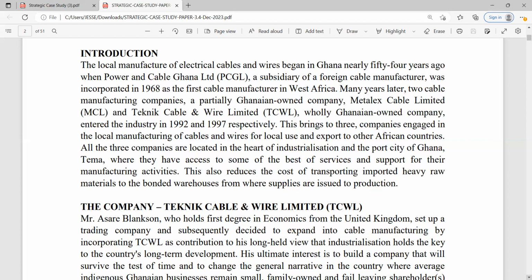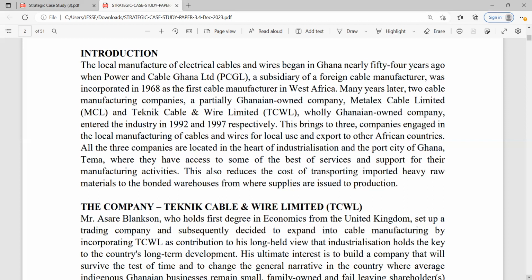Also be on the lookout when we are talking about the external environment and we are looking at PCGL in the context of the external environment, right? Be on the lookout for the PESTEL framework: political factors, economic factors, social factors, technological factors, ecological factors, and legal factors. You should be able to analyze PCGL within the context of these factors, right?